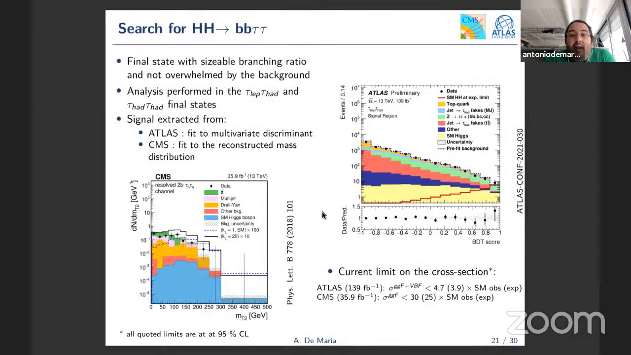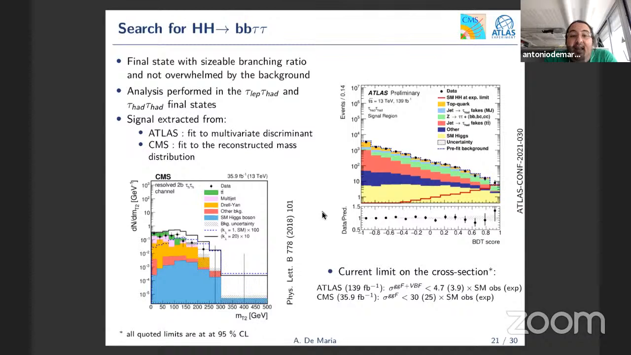So the latest one that I would like to mention is bbττ. This is a final state with a sizable branching ratio. If you consider the b and the tau, they are one of the most abundant couples of the Higgs boson decay, and we don't have an overwhelming background. The analysis in this case is performed in the cases in which, in the di-tau final state, one tau decays leptonically and the other hadronically, or both taus decay hadronically.